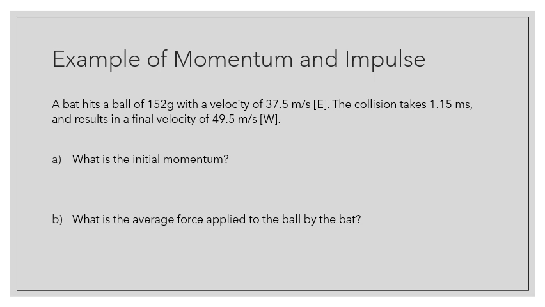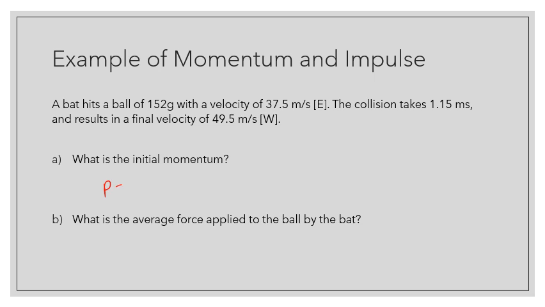So this is a good example of a question that could use both momentum and impulse. A bat hits a ball with mass 152 grams with a velocity of 37.5 meters per second east. The collision takes 1.15 milliseconds and results in a final velocity of 49.5 meters per second west. So first we need to find out the initial momentum.